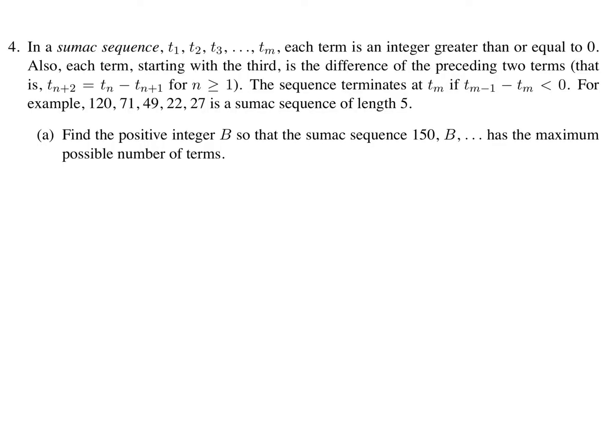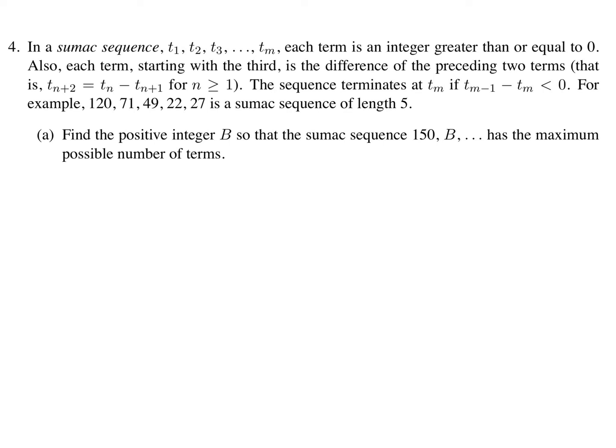In a Sumac sequence T1, T2, T3 till Tm, each term is an integer greater than or equal to 0. Also, each term starting with the third is the difference of the preceding 2 terms. That is, Tn plus 2 is equal to Tn minus Tn plus 1 for n greater than or equal to 1. The sequence terminates at Tm if Tm minus 1 minus Tm is less than 0. For example, 120, 71, 49, 22, 27 is the Sumac sequence of length 5.